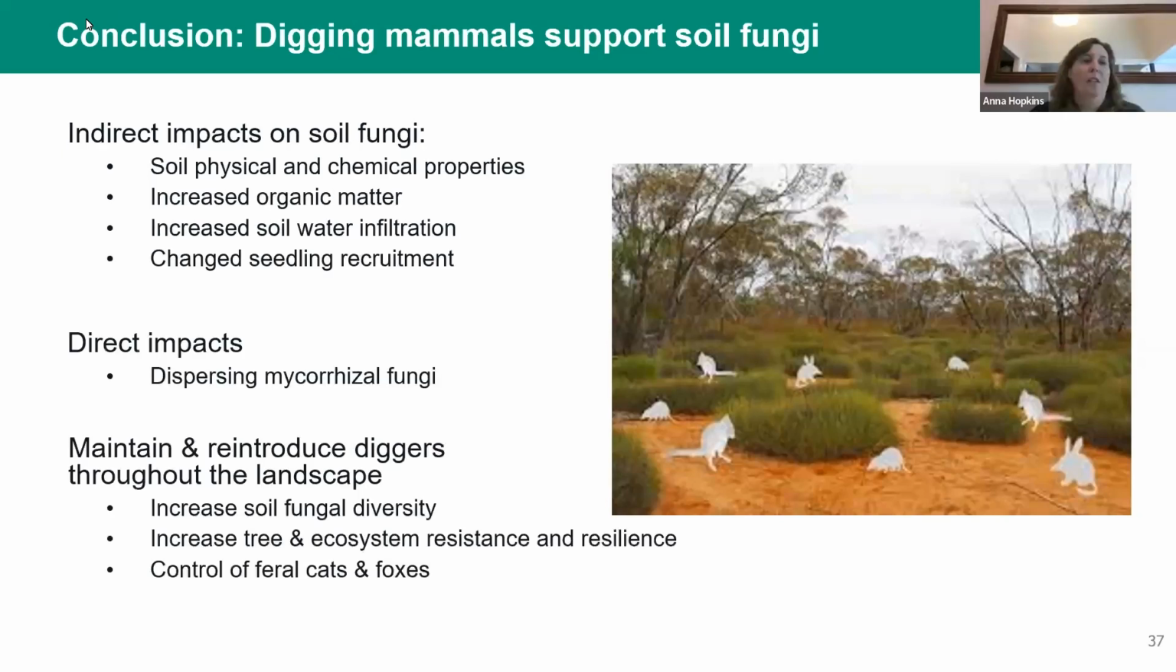So what this is really showing us is that it's very important to maintain those diggers throughout the landscape and to reintroduce them wherever is possible, and that this will help to increase soil fungal diversity, increase the tree and ecosystem resistance and resilience. And there's a lot of work that's going into the control of feral cats and foxes so that we can maintain populations of digging mammals throughout the landscape, not just in fenced reserves where they're primarily found at the moment.